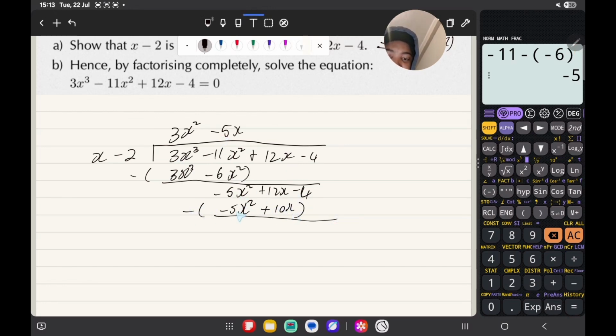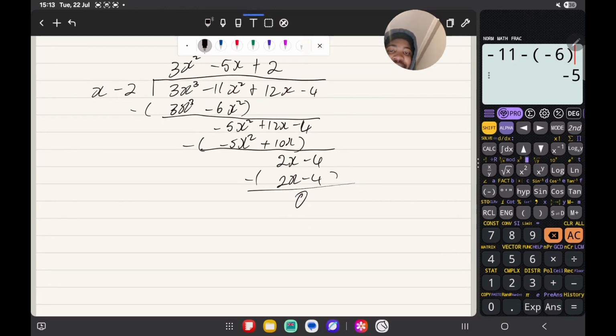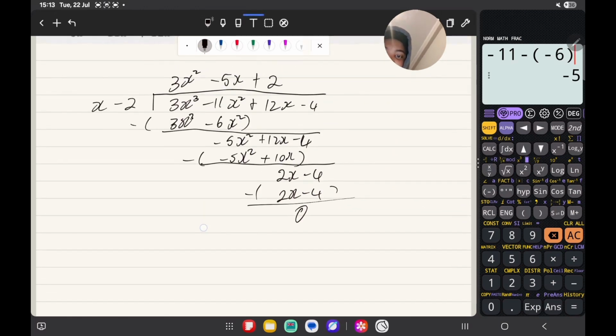Cool. Minus, that's negative. We minus 12 minus 10, that is 2. Maybe let me do a proper line so I can say 2x minus 4. Do the division, we get 2, we multiply, we get 2x minus 4, we minus, we get 0, right? From the 0, then we say, therefore, I still have space, which is good.